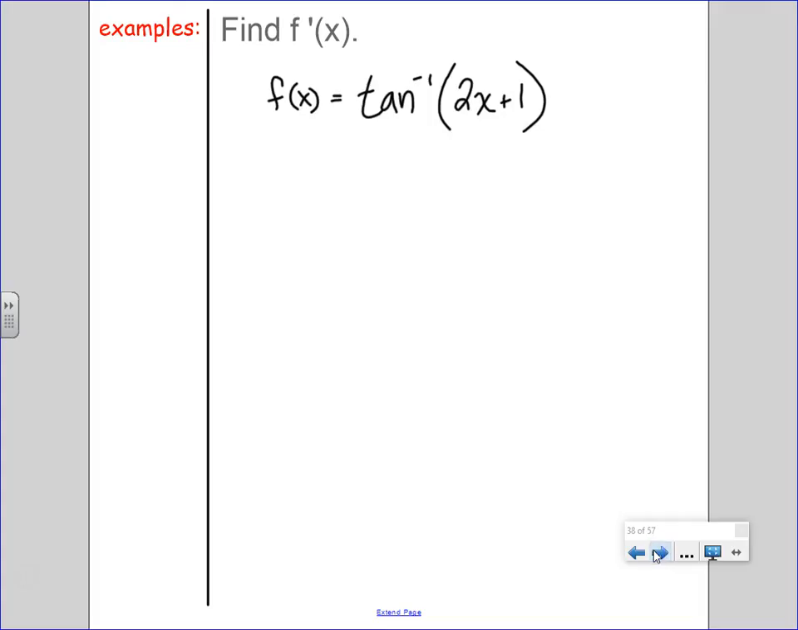Okay, next one. Ooh, it's a tangenty one. It's okay. We have a formula for a tangenty one. So, the function f of x equals tangent inverse of u. Oh, sorry. Tangent inverse of 2x plus 1. Perhaps it was a Freudian slip. Because 2x plus 1 is who?